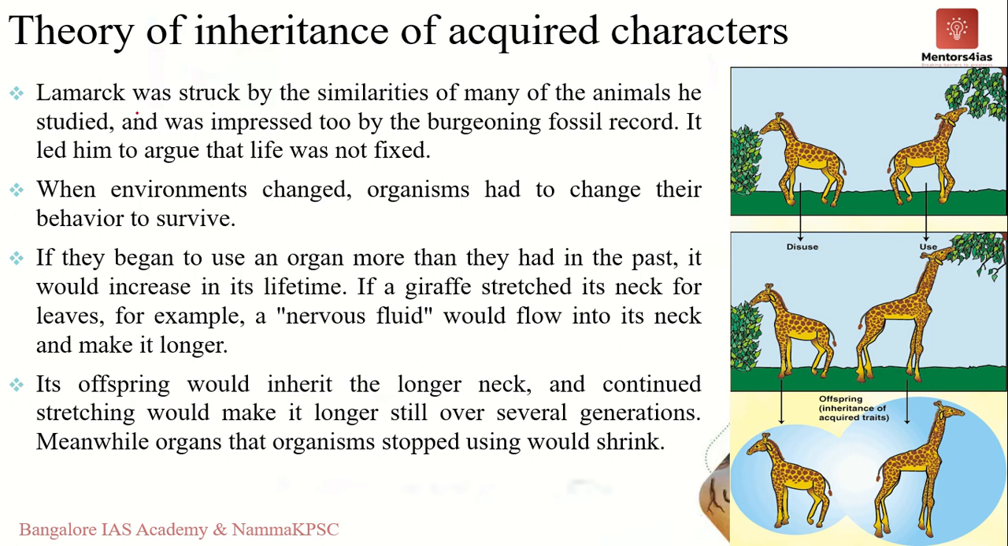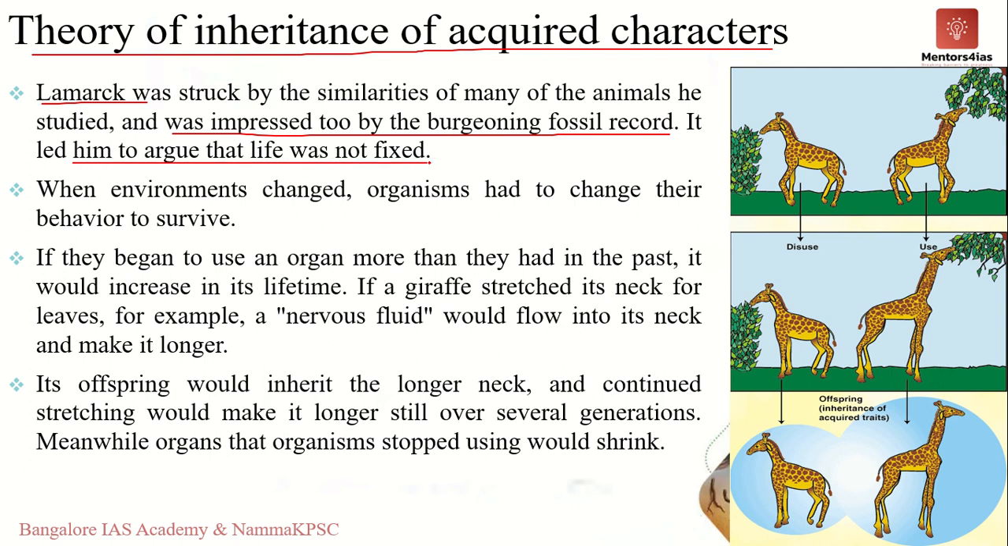Now, there is one other thing which is related to evolution, which is known as the theory of inheritance of acquired characters, or sometimes simply the theory of use and disuse. This particular theory was proposed by Lamarck. Lamarck was struck by the similarities of many animals he studied and was impressed by the fossil records. This led him to argue that when environments change, organisms also had to change their behavior to survive.